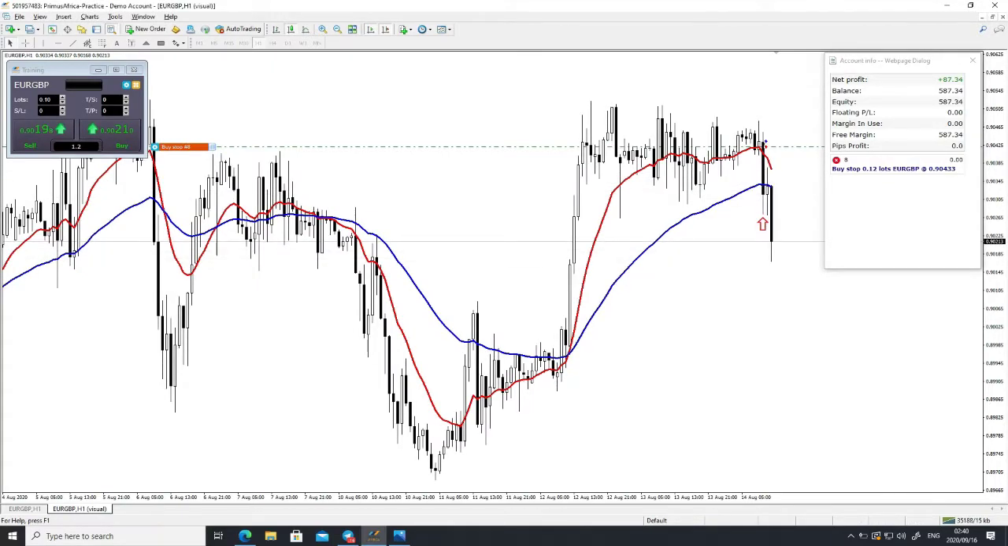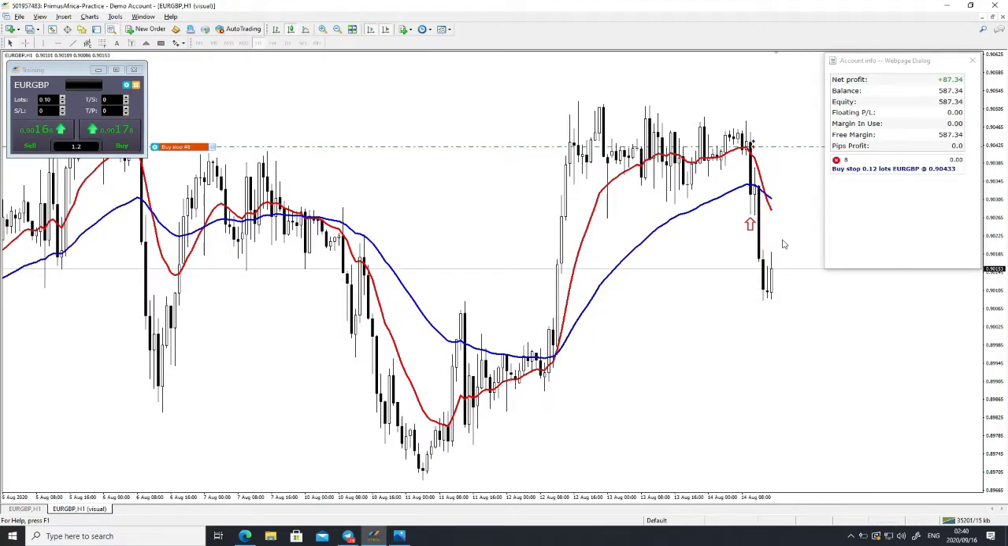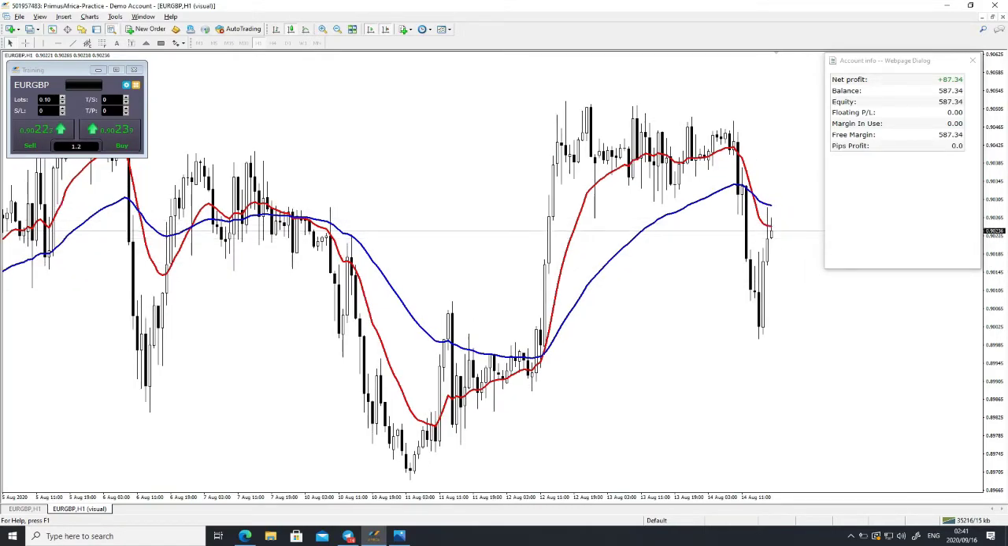There we go. So they just went back down. So I thought they were gonna come back. So now they just crossed over, meaning that this trade is now useless. So let's just delete it and wait for another signal. So we just touched the blue right now.